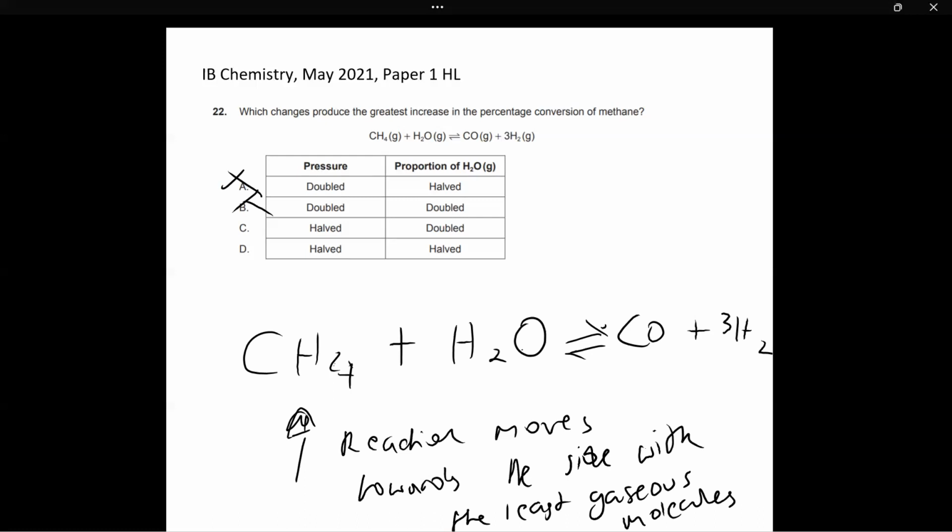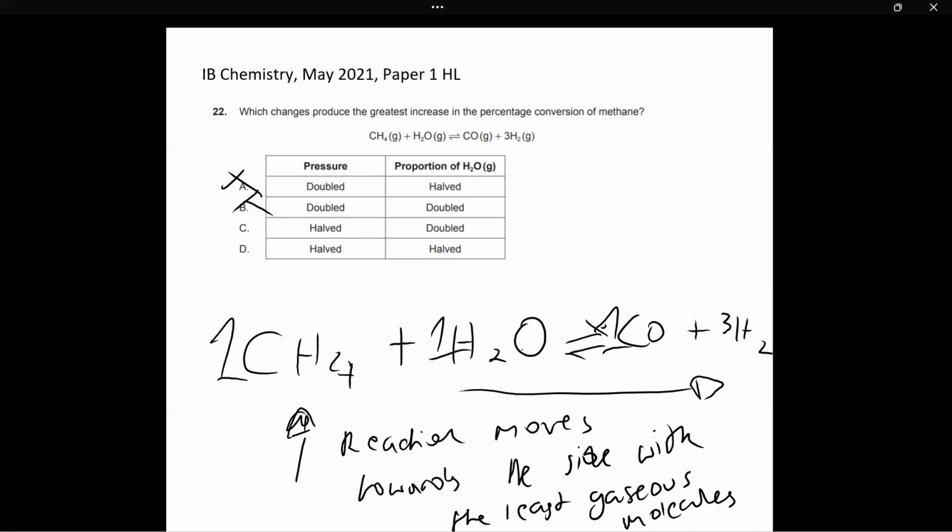Now, in this reaction, which side has the most gaseous molecules and which side has the least? Obviously, as we can see, this side has the least gaseous molecules. It has one of each, 1 and 1. However, on the side of the products, we have 1 and 3. So we have 4 over here and we have 2 over here. So if we increase pressure, the reaction is going to go this way. It's going to shift backwards. It's going to go towards methane. And that's not what we want. We want the reaction to go forwards. We want it to go towards the products.